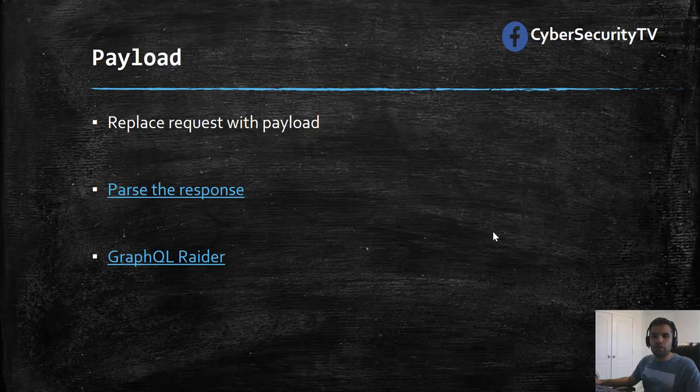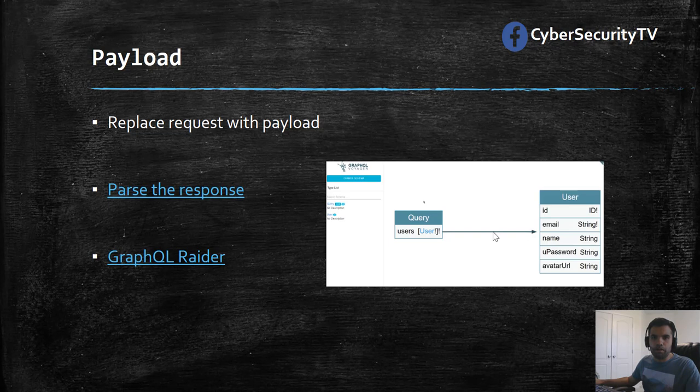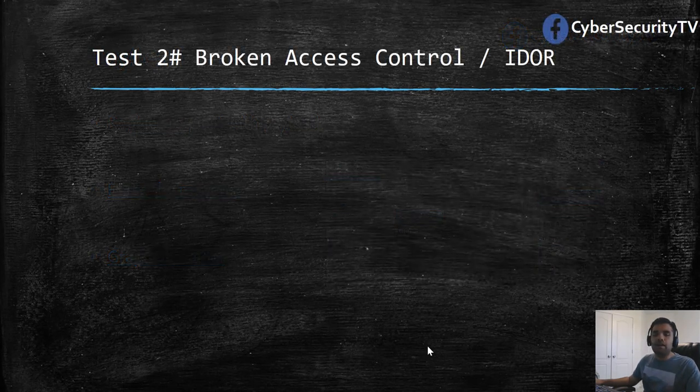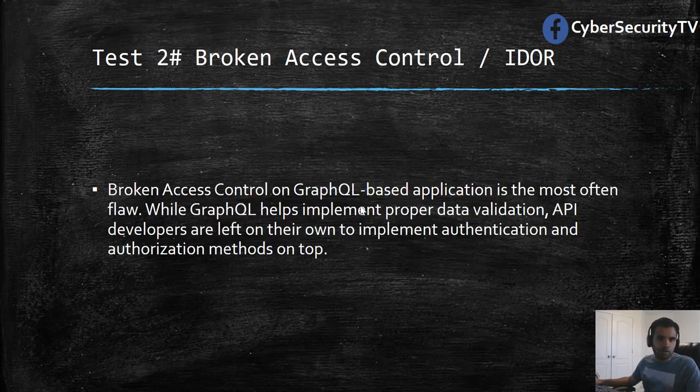Okay, let's go back. So we saw the introspection query. Now, what other tests can you do? Other tests you should always do are broken access control or insecure direct object reference, IDOR. Broken access control is the most common flaw in GraphQL-based applications. While GraphQL helps implement proper data validation, API developers are left on their own to implement authentication and authorization methods on top. So I'll show you an example of how it can be done.